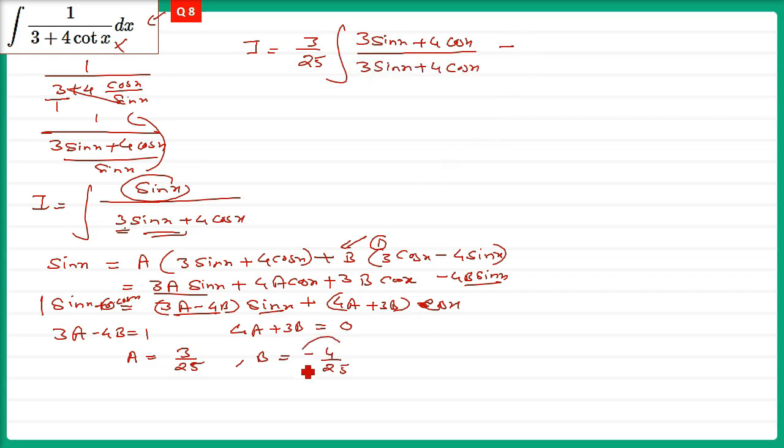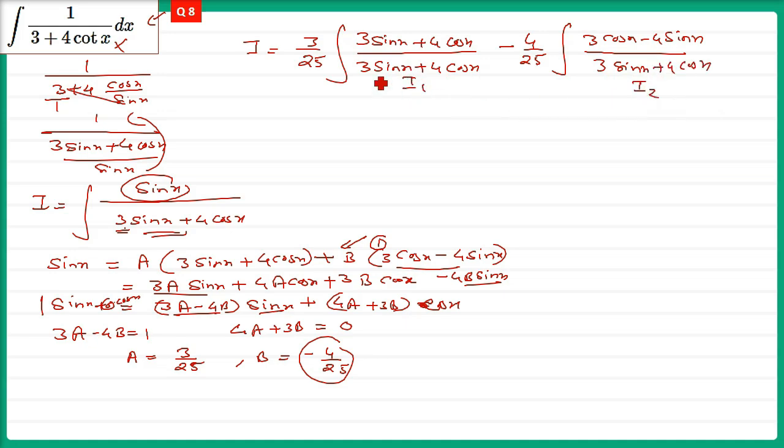Then we have minus 4 by 25. Negative 4 by 25 I have taken outside the integration. And 3 cos x minus 4 sin x, so let's write it: 3 cos x minus 4 sin x divided by, same thing, the denominator remains the same, 3 sin x plus 4 cos x. Now you call the first I1 and this can be called I2. The first term is quite easy, 3 by 25, this gets cancelled. So you have the integration of dx, which will give the result as x only. So 3 by 25 x is the first term, minus 4 by 25, this is your second term.